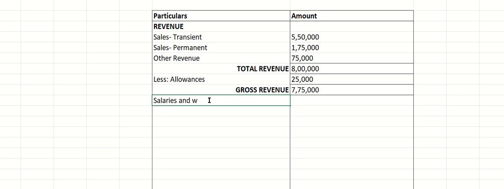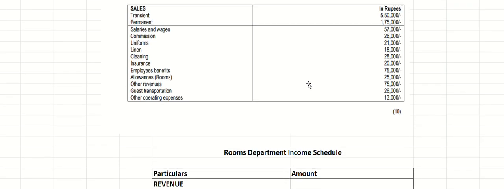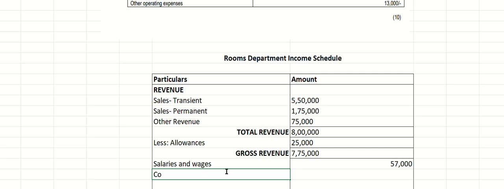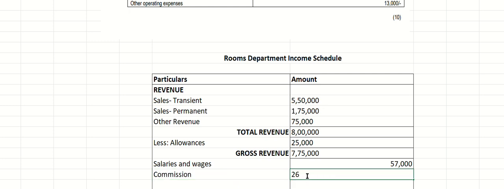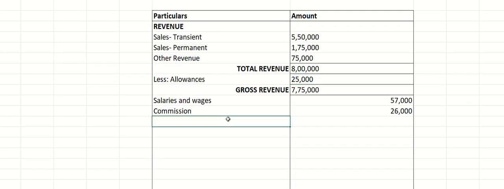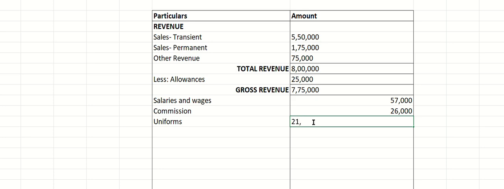Salary and wages, 57,000. Then commission, 26,000. Then we have uniform, 21,000. Uniform can mean the uniform of employees working in the rooms department. Since nothing else is mentioned, we can assume that.